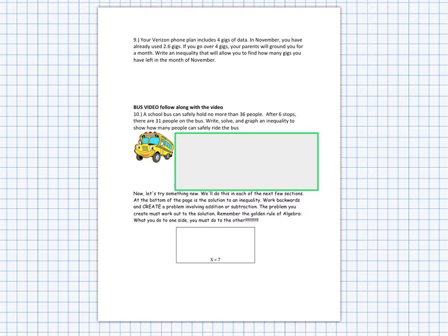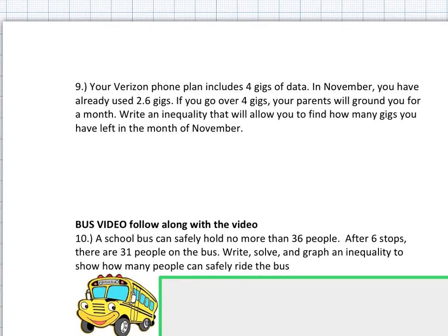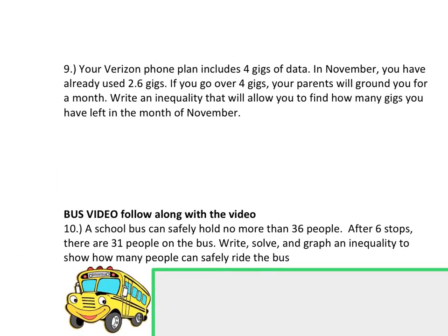So let's look at a couple word problems then, okay? Again, this is just taking it one level, so rather than just doing a little sentence, we're doing a whole paragraph here, and we're going to pull some phrases out of here. Verizon phone plan includes 4 gigs of data. You've already used 2.6 gigs. If you go over, your parents will ground you for a month.